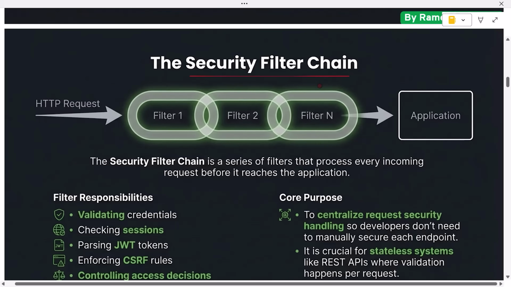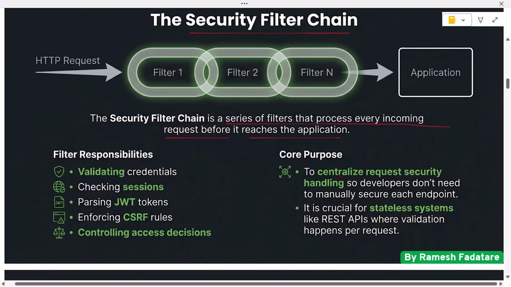Next, what is the security filter chain? The security filter chain is a series of filters that process every incoming request before it reaches the application. Spring Security uses this chain to apply authentication and authorization logic. Each filter has a specific job, such as validating credentials, checking sessions, parsing JWT tokens, enforcing CSRF rules, or controlling access decisions.